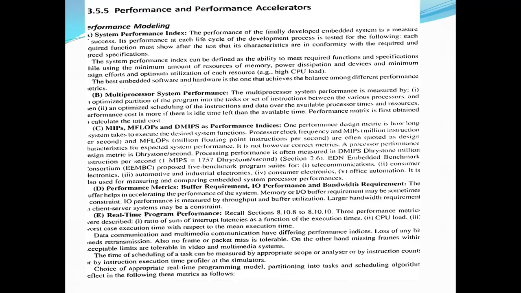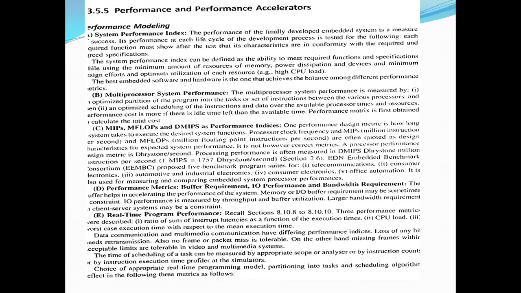The second one is multiprocessor system performance. We can use a variety of multiprocessors, and we have to measure the performance of multiple processors by means of optimized scheduling of instructions, and whether it meets particular time constraints. The next ones are MIPS, MFLOPS and the DMIPS performance indexes.